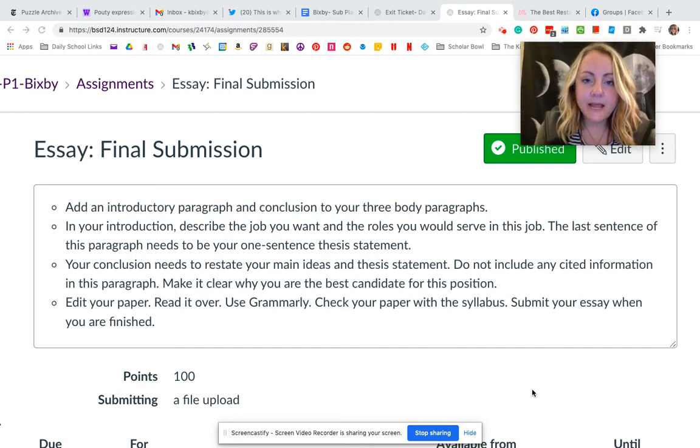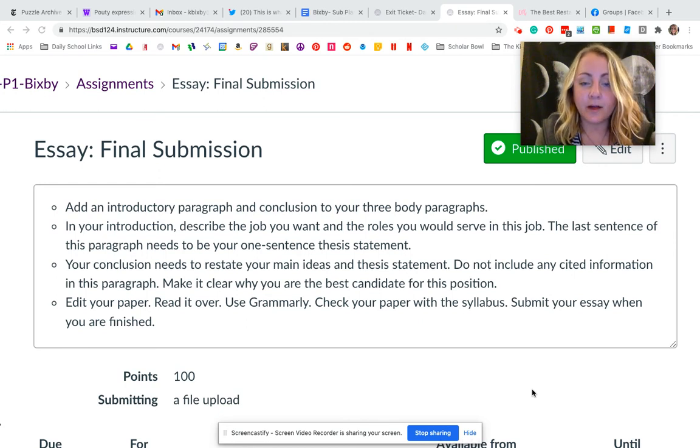Hey friends, today we will be adding our introduction and our conclusion to our essay. The first day you wrote your thesis statement. That was where you said what job you wanted and the 3 personality traits that would be beneficial to you in that job. The second day, you turned those 3 main ideas into your 3 body paragraphs.